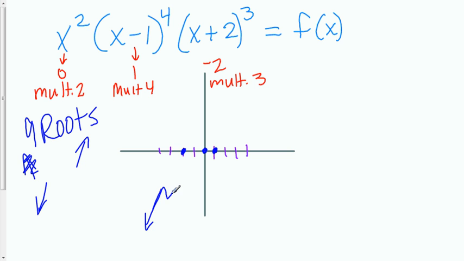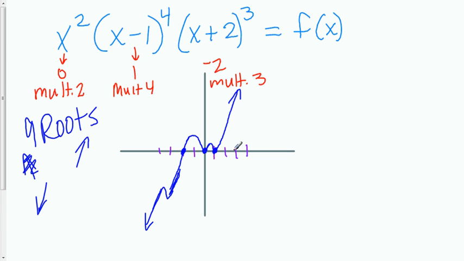Now it could have some waves in here also, but it's going to go through this, and then at a -2, the multiplicity is 3, so it has to pass through this one. And then at 0, it's a multiplicity of 2, so it's going to touch. And then it's going to touch again at 4, and then curve back up.